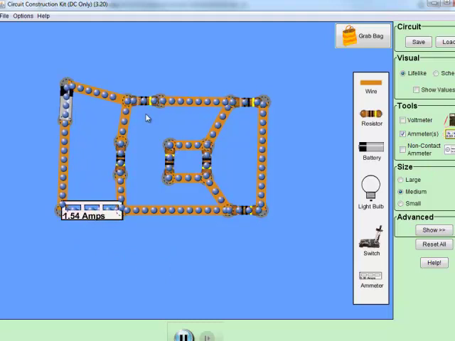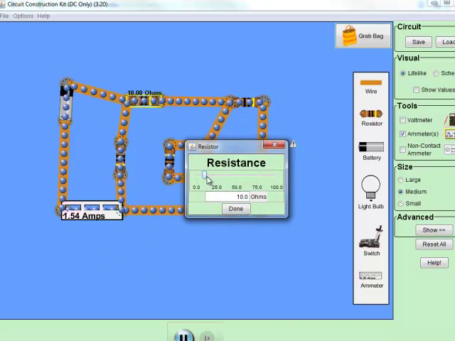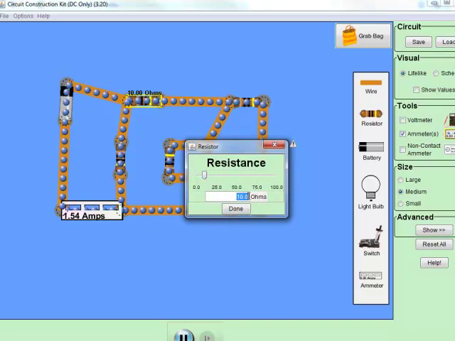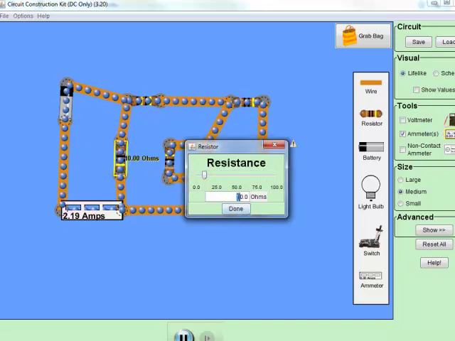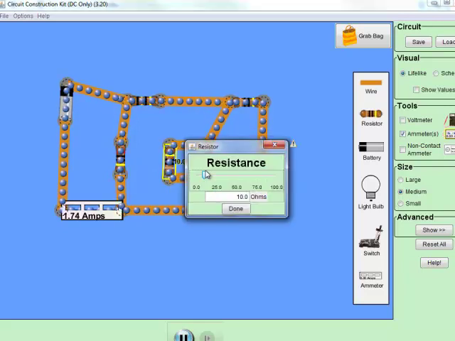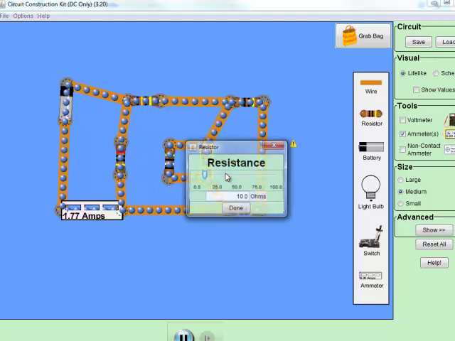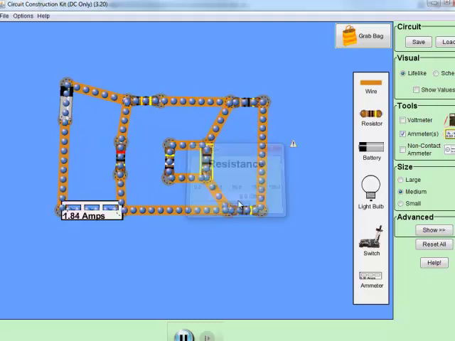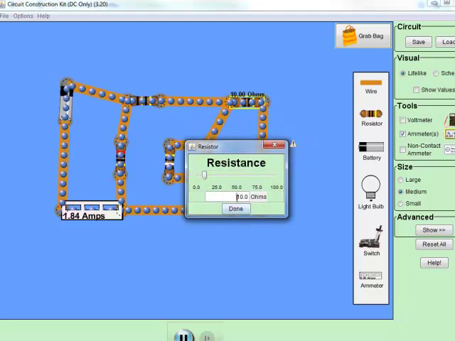But I still have to adjust the resistances. The first one, this one here, was 3 ohms. This one was 20 ohms. I right click on it in order to change the resistance. This one was 9, and the next one will be 8. And then this one here was 4, and the one at the bottom is 6.